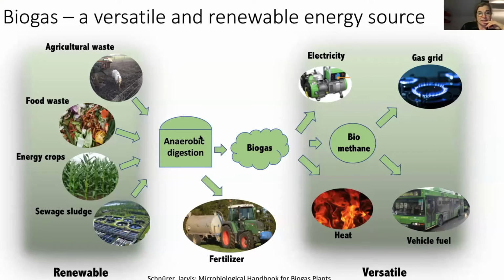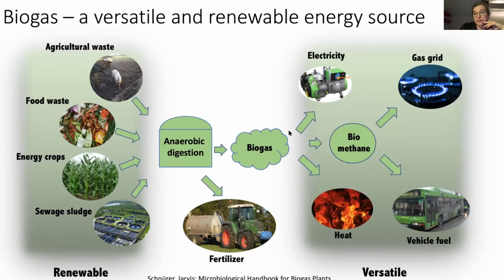So biogas itself is a versatile and renewable energy source. And we can use different substrates, which makes it renewable. We can use agricultural waste. We can use food waste and industrial waste from the food industry, energy crops, and sewage sludge. These are all digested in the biogas process and produce biogas. What is left from this digestion process can be brought back to the fields and can be used as a fertilizer.